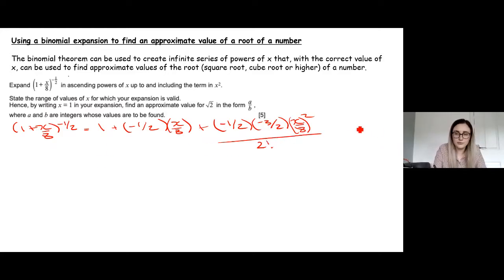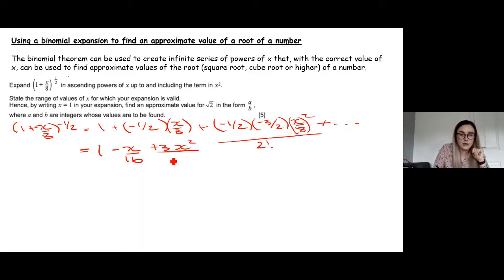Okay, and then that carries on. So if we tidy that up, that gives me 1 minus a half, so that's going to give me minus x over 16. And then solving all this on a calculator, because 8 squared times 2 is not going to be a nice number, that's going to give me plus 3x squared all over 512.